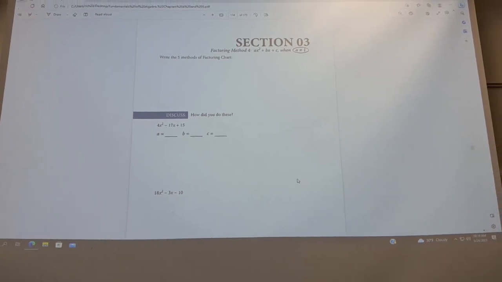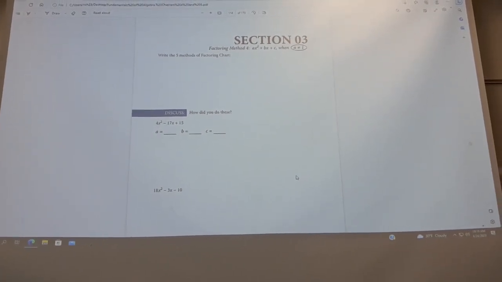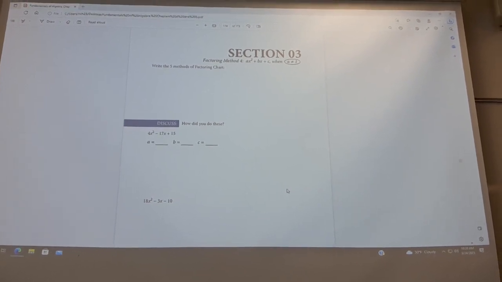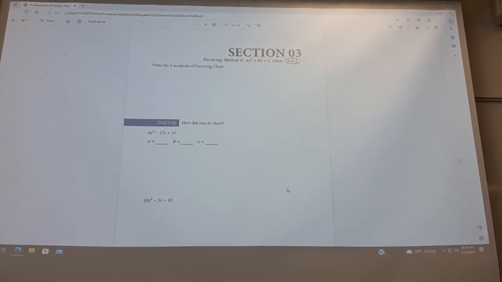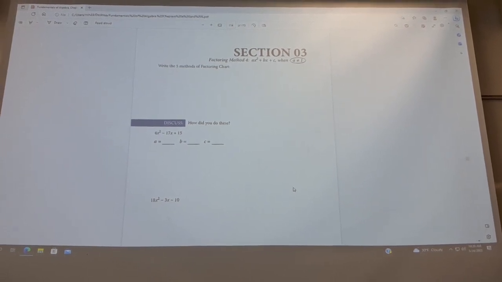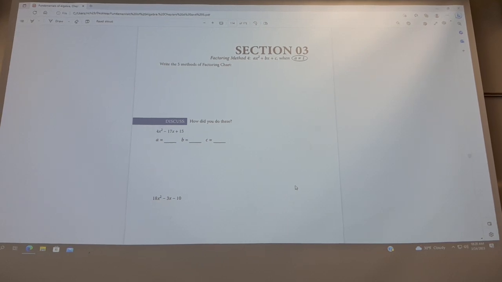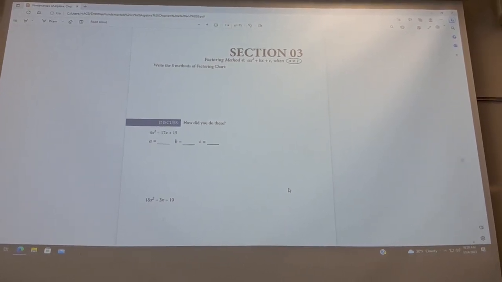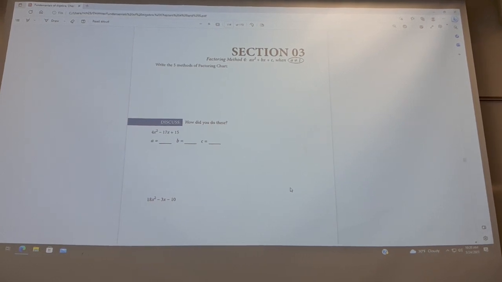All right, so first thing we're going to do today is we're going to quickly write the 5 methods of factoring chart. At this point, you should have this memorized. If you need to cheat and look back at a previous section to write this down, you can go for it, but I had you time me last time. I did it in 40 seconds or 38 or something like that.